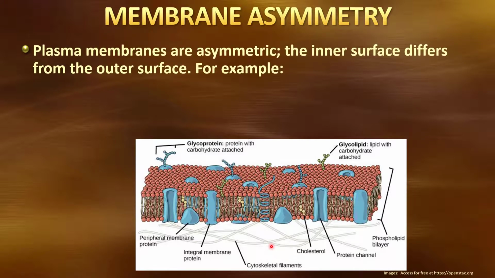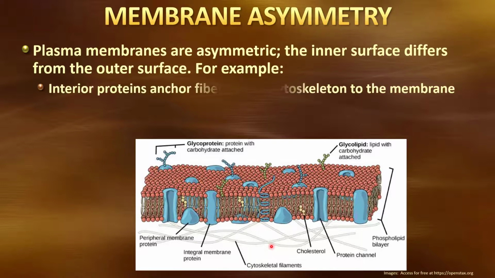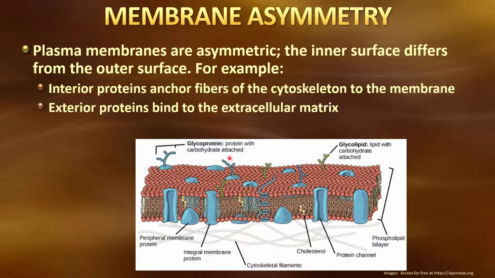This asymmetry means that the side that is up against the cytoplasm is going to look and function a bit differently from the side that is up against the extracellular fluid. So for example, the interior proteins that we see here on the membrane will typically be connected to some of the cytoskeleton that helps to anchor the membrane a bit to the cytoskeleton. Some of these exterior proteins will bind to the extracellular matrix.